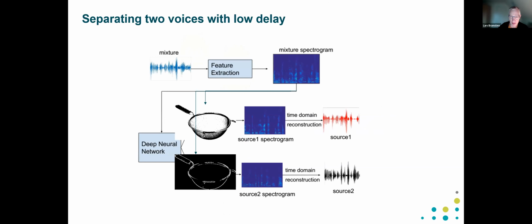We have an algorithm that can separate the voices with low latency, and that's important to highlight. It's only an 8 millisecond delay, and the latency is a very important parameter in hearing aids. As soon as you have open fittings, it's important to keep the latency very low.